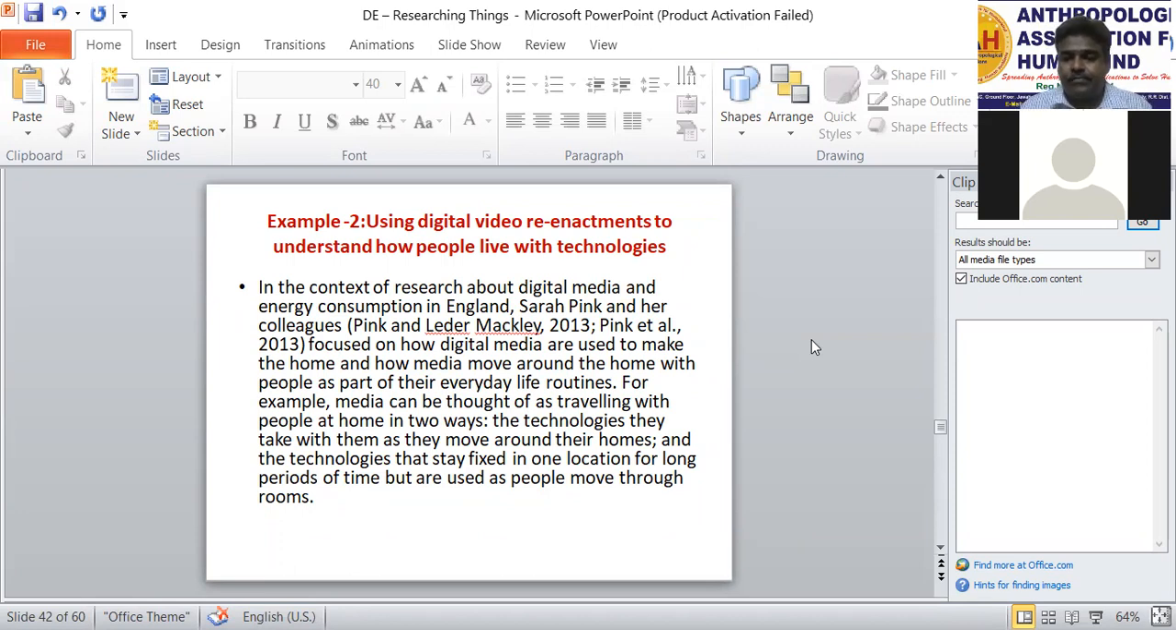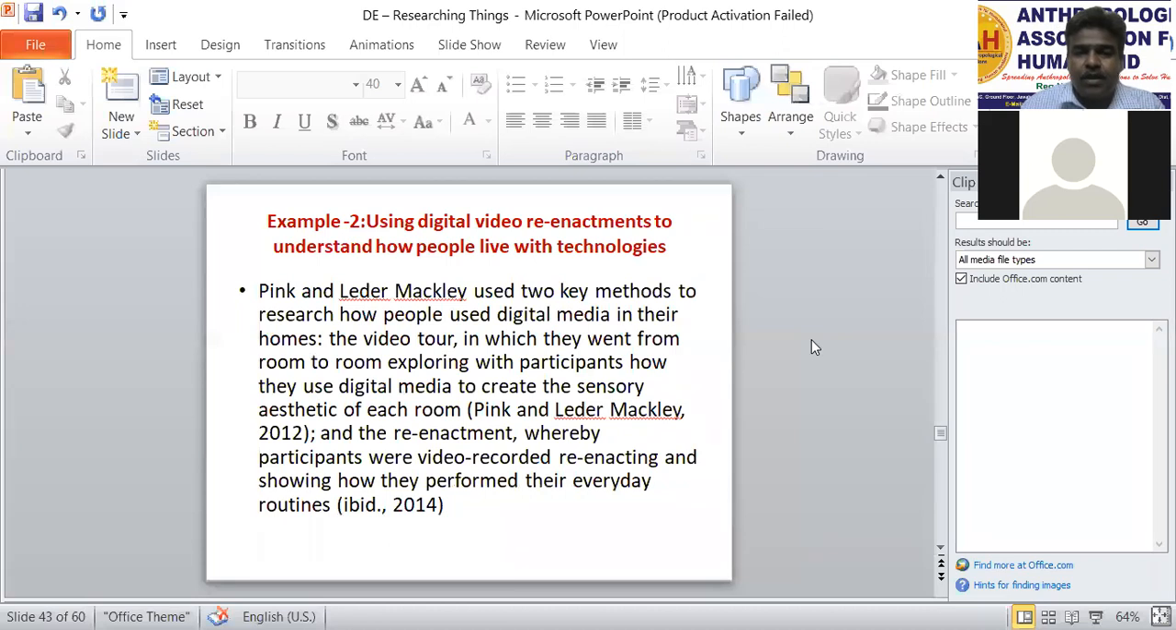This is interesting. Pink and Leder Mackley used two key methods to research how people use digital media in their homes. The video tour, in which they went from room to room exploring with participants how they use digital media to create the sensory aesthetic of each room, and the reenactment, whereby participants were video recorded, reenacting and showing how they performed their everyday routines.